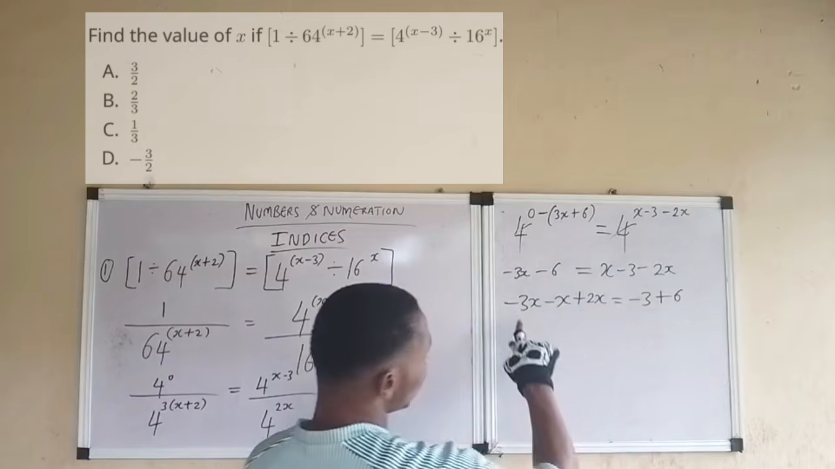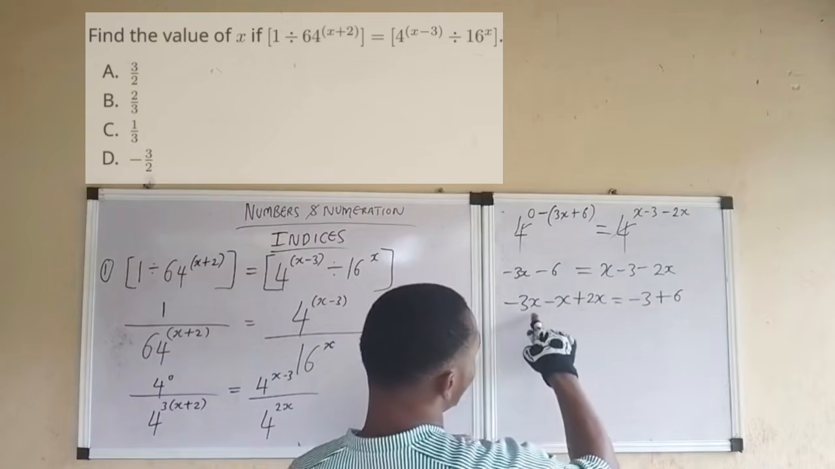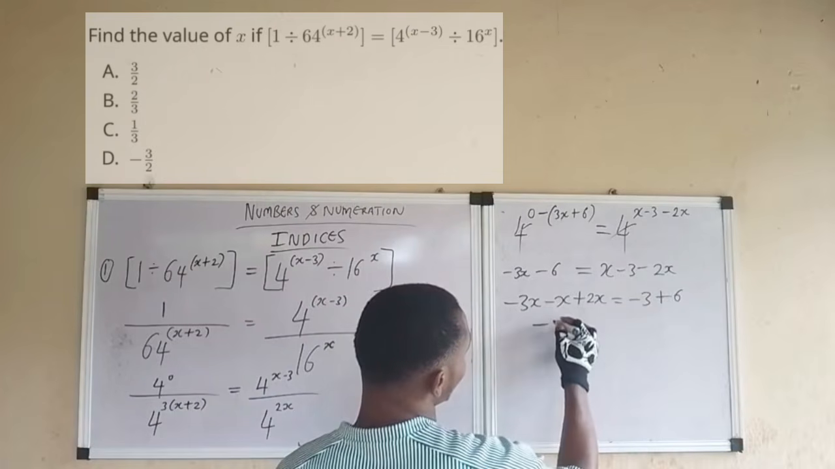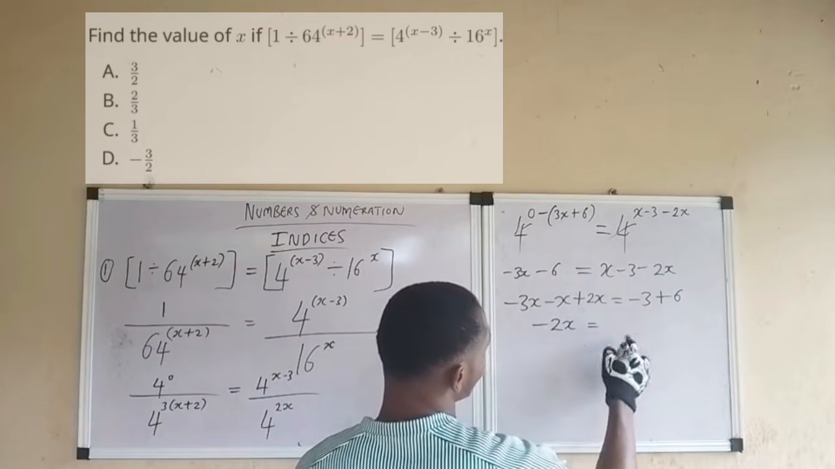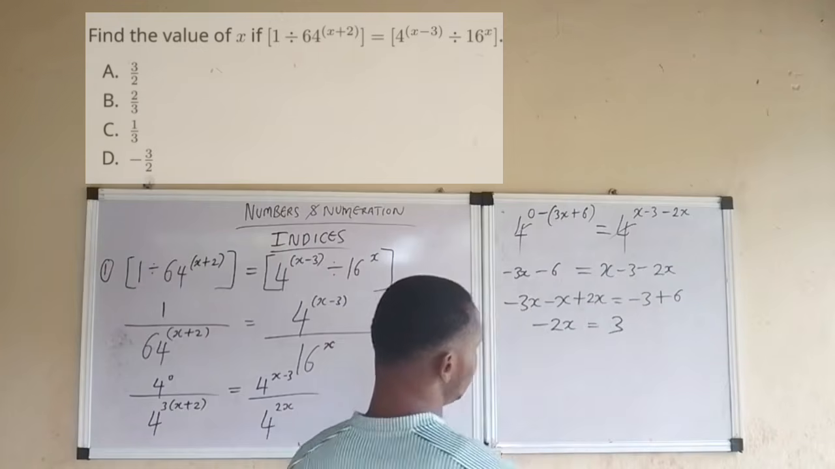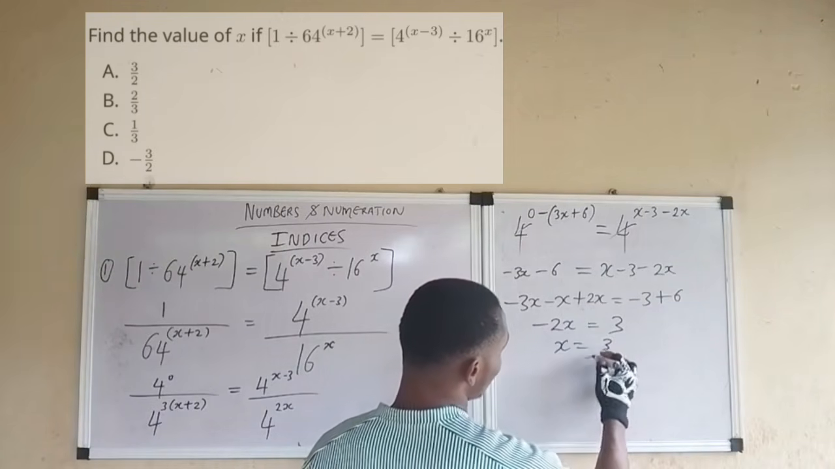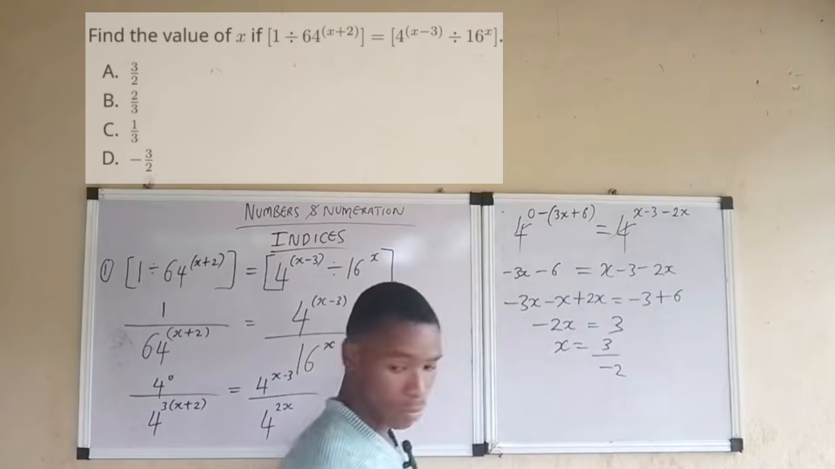All right? So minus 3x minus x, that's minus 4x. Plus 2x, that's going to give us minus 2x. And this is equal to 3. Now, divide both sides by minus 2. We have that x is equal to 3 over minus 2. You understand?